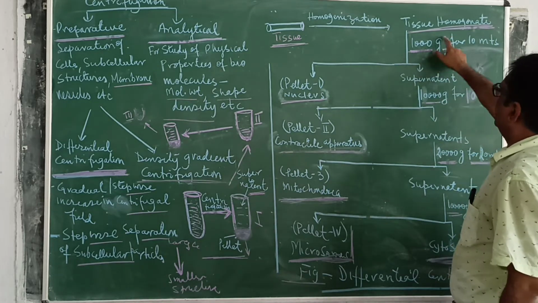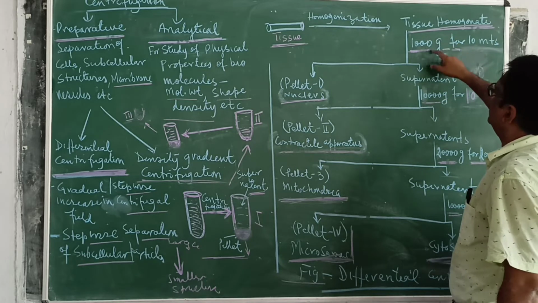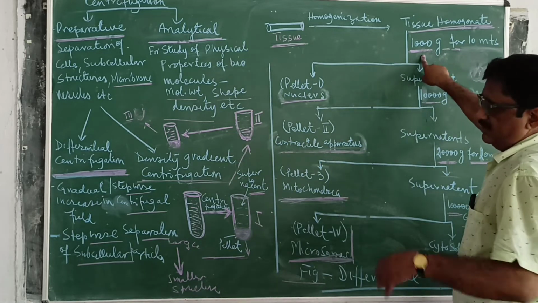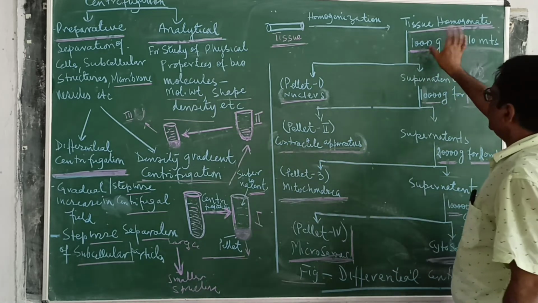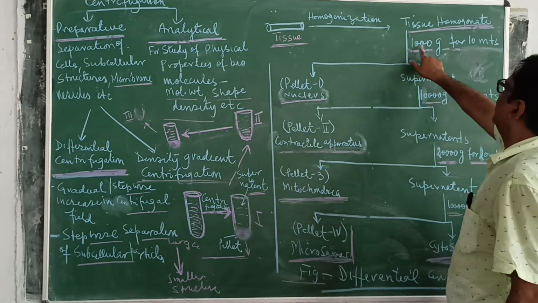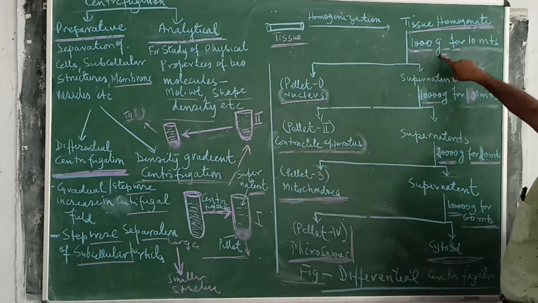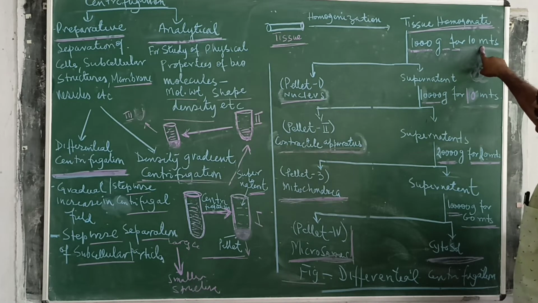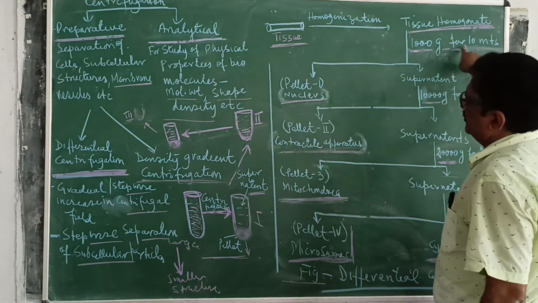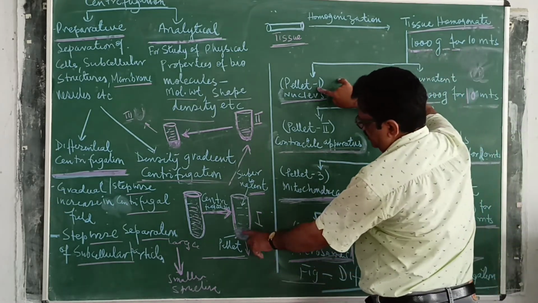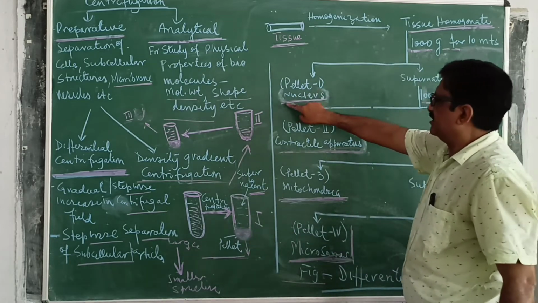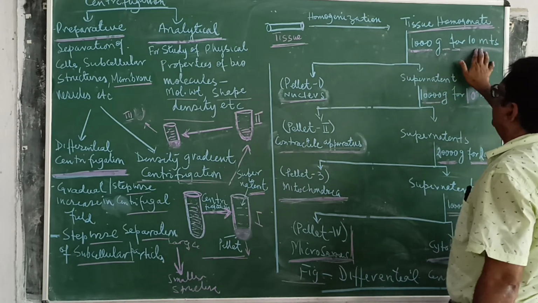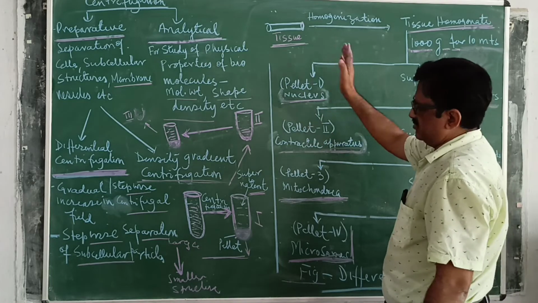The relative centrifugal field is a relative term in terms of G, that is, how many times small g is applied. So the centrifugal field applied is about 100 G, for 10 minutes. This centrifugation results in the formation of pellet 1, and pellet 1 contains the nucleus. So after centrifugation at 100 G for 10 minutes, the nucleus gets separated from the rest of the homogenate.